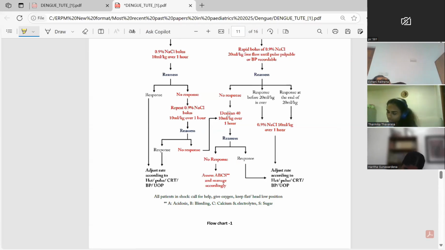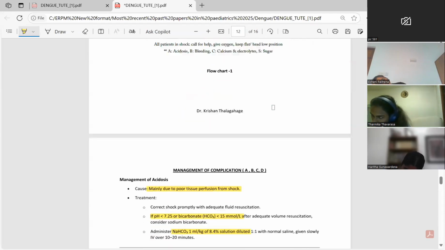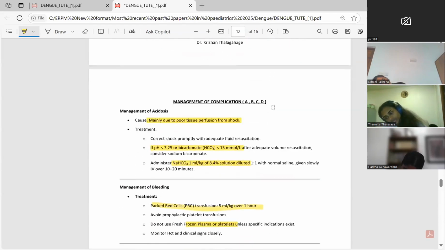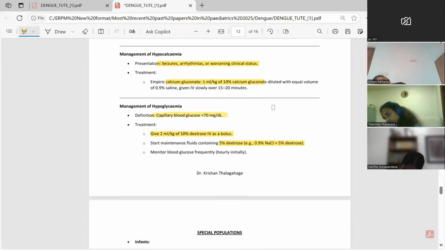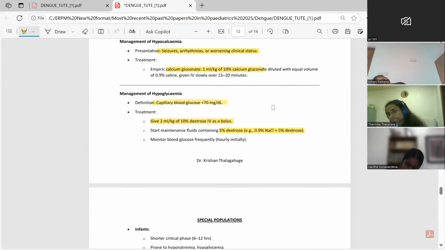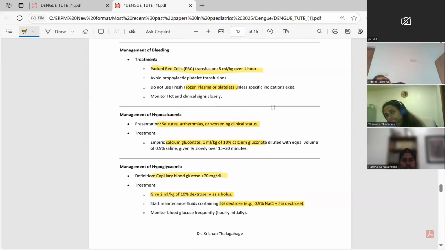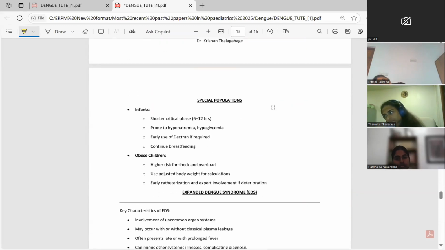So we need to know this very well. A to Z, top to bottom, you need to know about dengue. Right? So that's about dengue management in complicated dengue management. Right? Then when it comes to special populations, right?